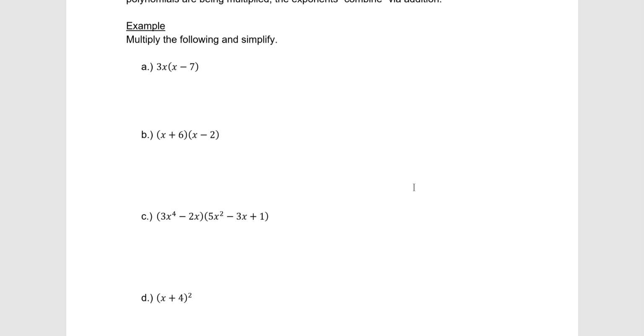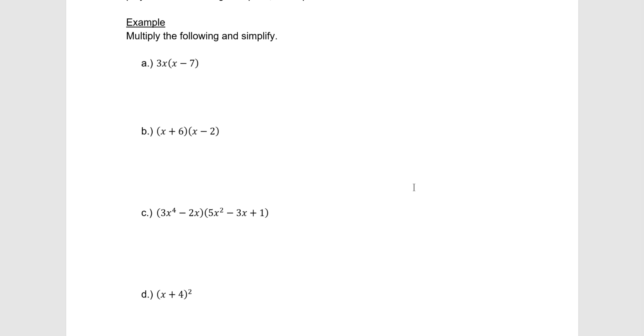So let's see an example here, multiply and simplify. We have 3x times x minus 7. So 3x and x minus 7 are our factors, things being multiplied. What we're going to do is distribute over subtraction, multiply the 3x times x minus 7. 3x times x is going to give us 3x squared, and then minus 3x times 7 is going to give us 21x.